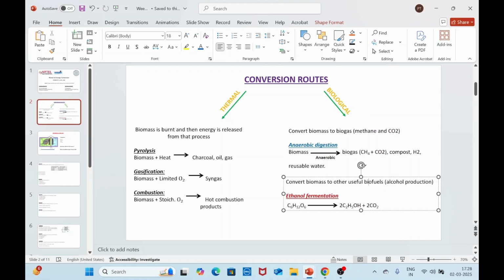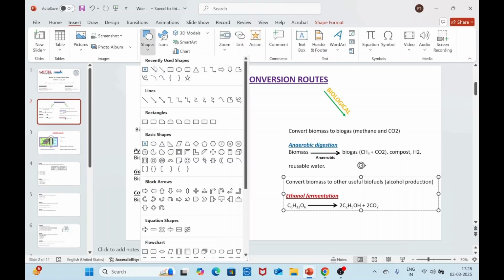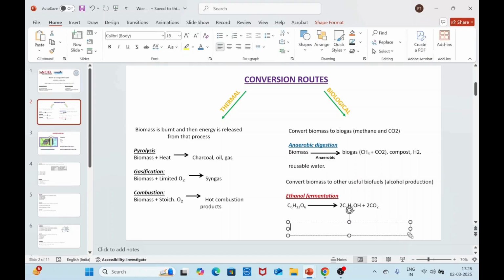Somebody said residue. Once the digestion process happens, some residue is going to be generated, and that residue can be used as compost, or as a fertilizer for agricultural purposes. If you see in the case of these biological conversion routes, the percentage of solid content is very low. If I am right, the percentage of solid content is going to be only 8 percent.